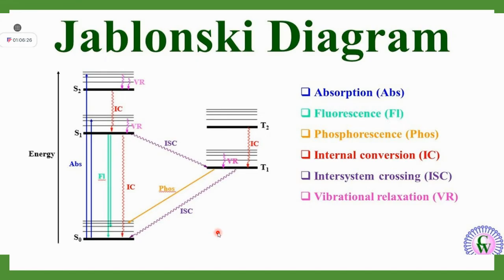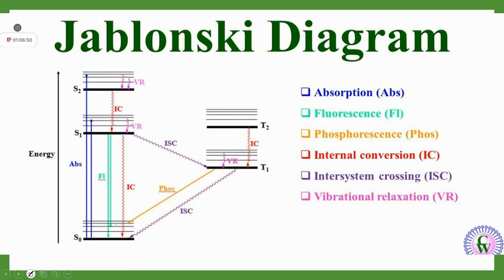Okay, let's start from the basics. First is absorption. Whatever light is incident on your compound, how much light it has absorbed is known as your absorption. Now fluorescence and phosphorescence: these terms are given on the basis of multiplicity.